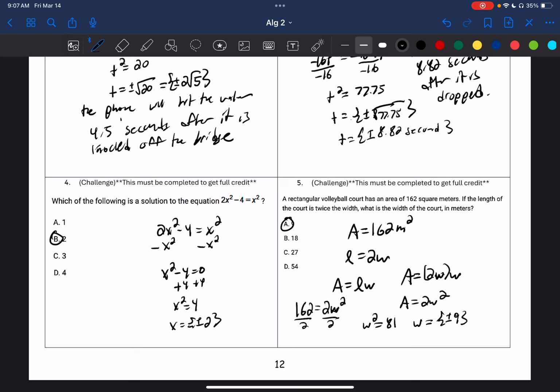And just be careful, make sure it's looking for the width, which it is. But in general, with all of these problems, you want to make sure that you're keeping track of your variables, or that you are circling the variable that they are asking for. So if this were asking for length, well, the length is twice the width, so the length would be 18. But it's asking for the width, so we give it the width. Just keep track of your variables.